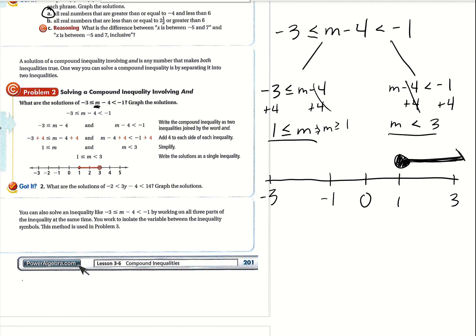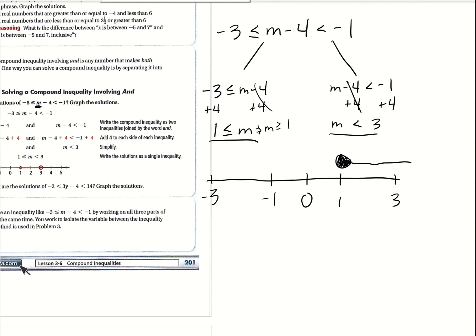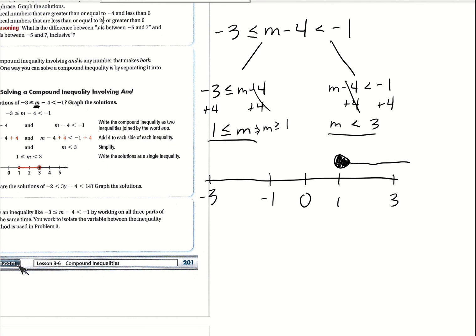Whoops, don't shade it, sorry. Don't know what I'm thinking there. So I'm just going to draw that line there, right? And then on the other side, we have m is less than 3. So we've got the 3 right there. It's less than, not equal to, so I'm going to leave it open. And since it's less than, I'm going to go ahead and draw it that way.